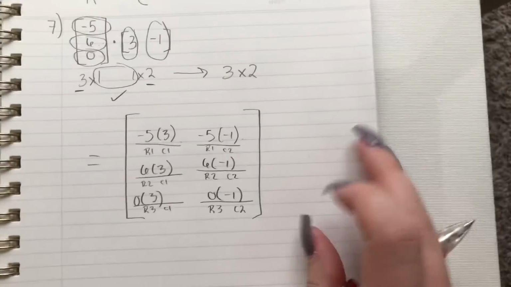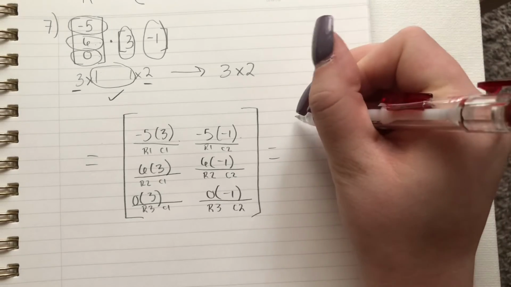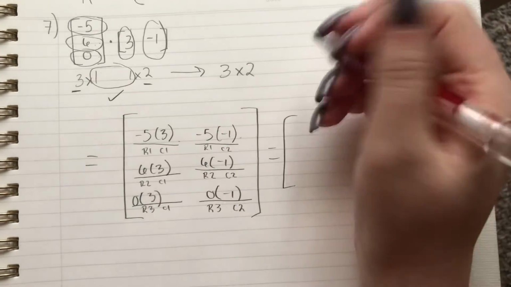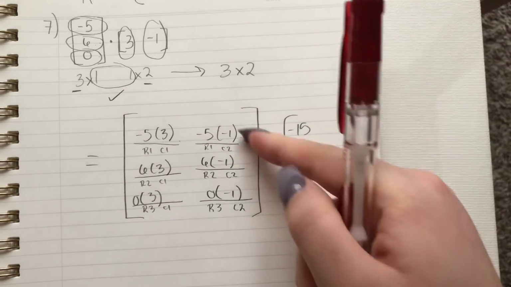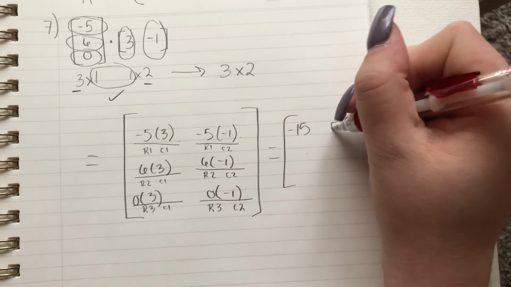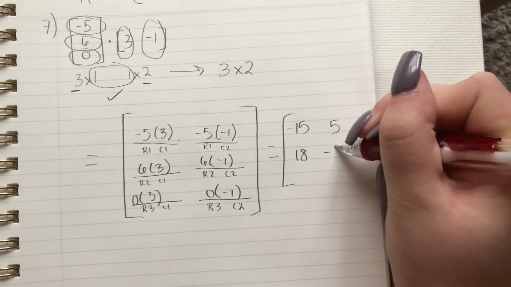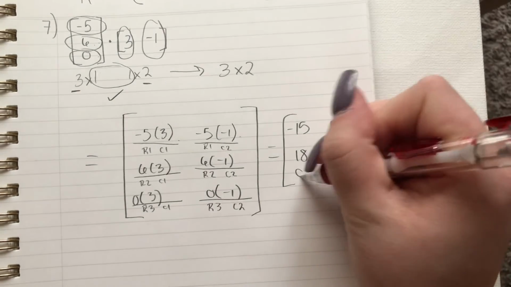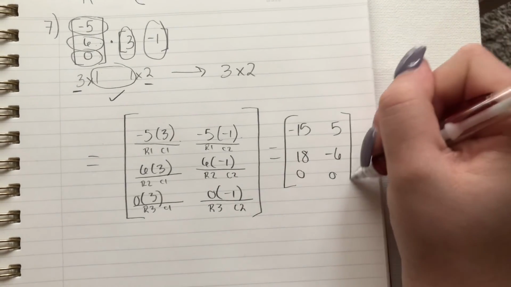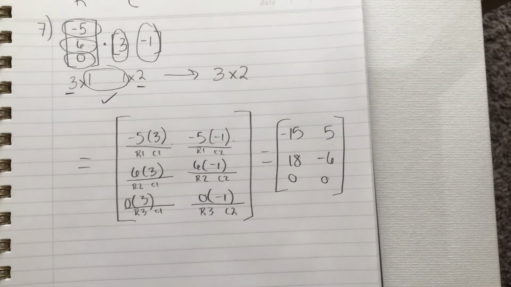So you just get your answer. Okay, that's -15. That's going to be a +5. That is 18. Okay, I'm just multiplying all of these. That's 0. That is also 0. Okay, just multiply all of them, and then that is your answer.